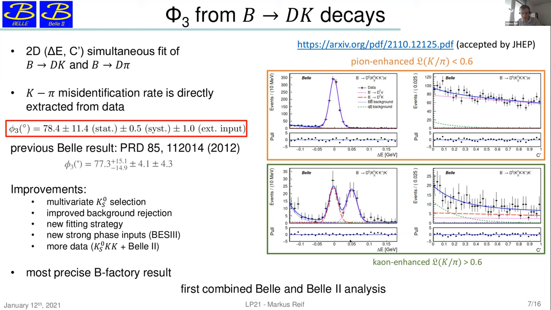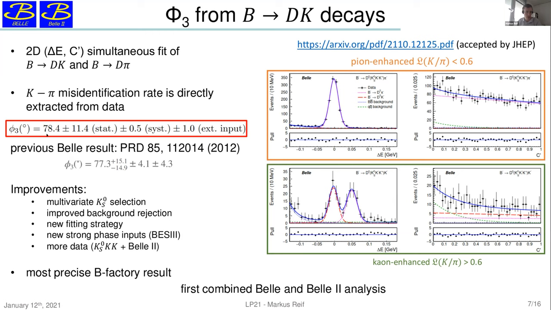This is the delta E distribution of B2DK, where you have the signal peak and you also have a large peak, which are actually B2D pi decays where the pion was misidentified as a kaon. So you split the two samples by requiring the binary kaon likelihood to be smaller than 0.6, then this is pion enhanced, and larger than 0.6, then this is kaon enhanced, and then you fit them simultaneously. This is the result that is reported in this paper, which was just accepted by JHEP.